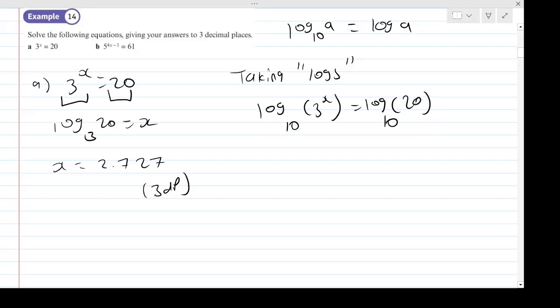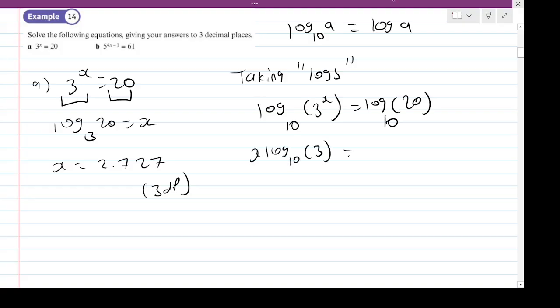Well, actually, now we're going to use the log law. If you remember earlier on in the chapter, we saw that any power inside the log can be brought in front of the log. So then we can say that x log 3 is a log 20.